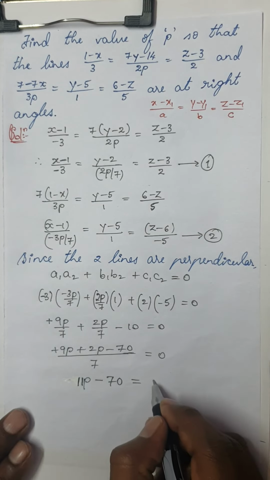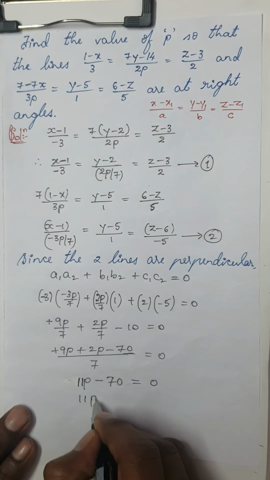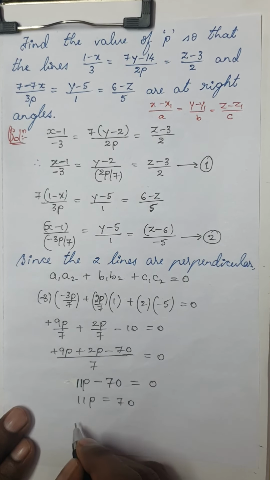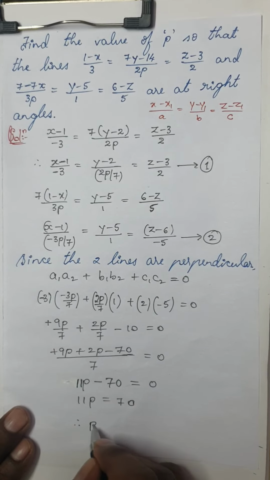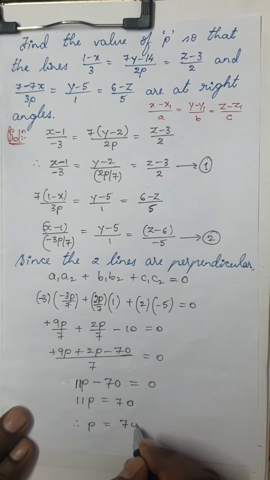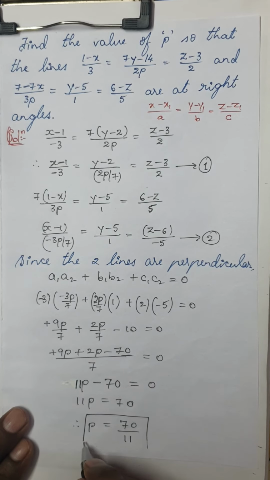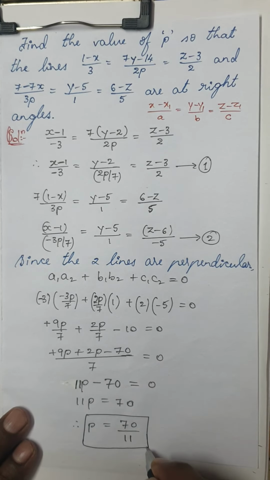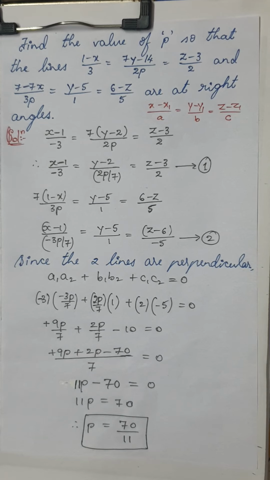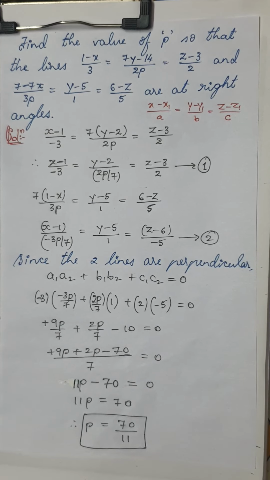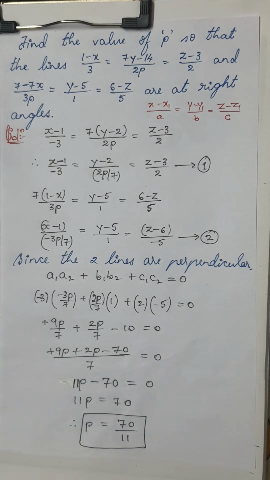So 7 into 0 is 0. I'll get 11p is nothing but 70. Therefore, the value of p is nothing but 70 divided by 11. Okay, so that would be the answer. I had given you as an assignment. I told you I would do it if you did not understand. So I have solved this question for you.